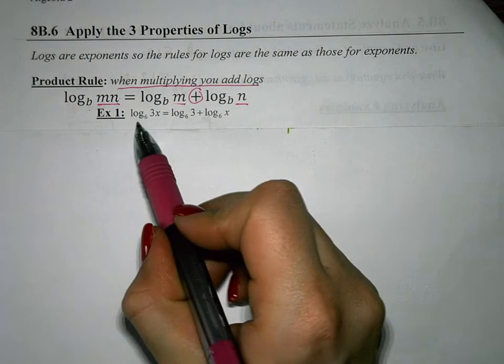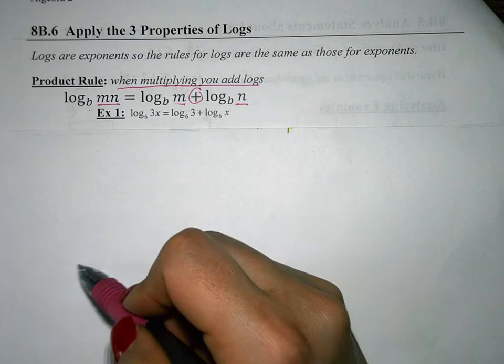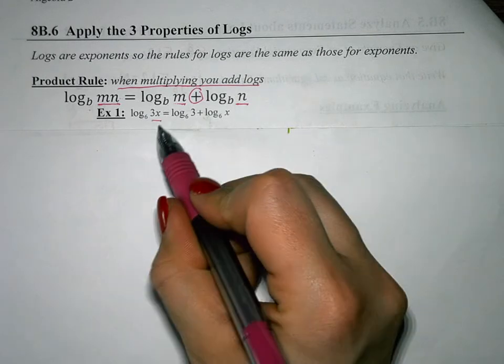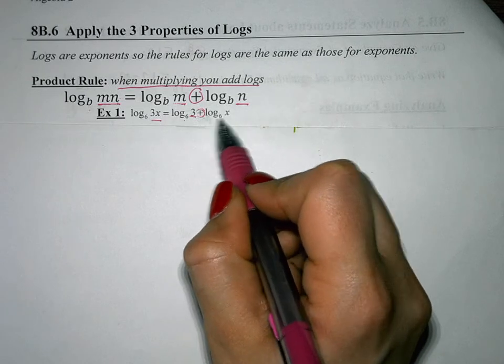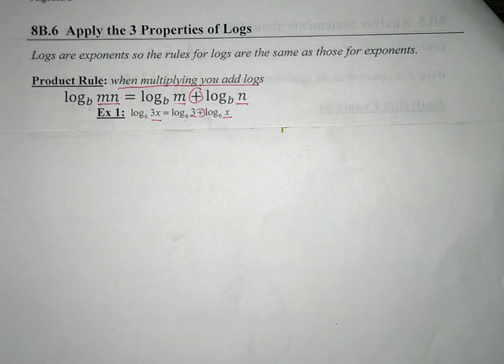So for example, if I have log base 6 of 3x, 3x is the same as 3 times x. So I can break that up into log base 6 of 3 plus log base 6 of x. So it's just like rules of exponents. When you're multiplying, we add the exponents.